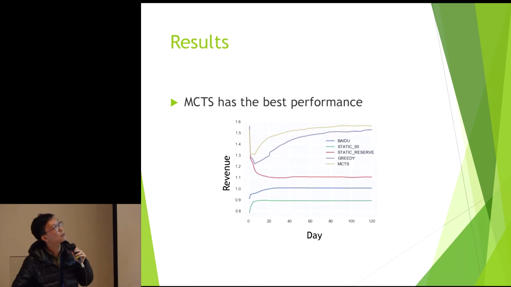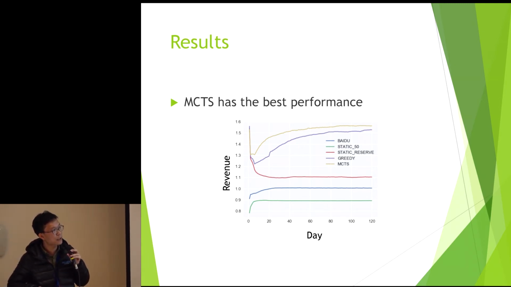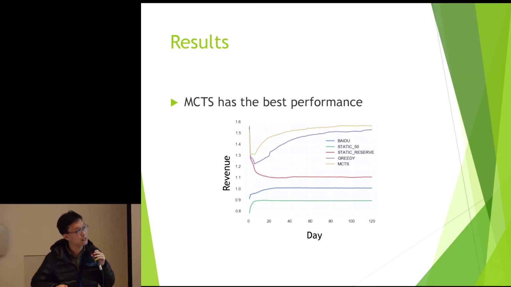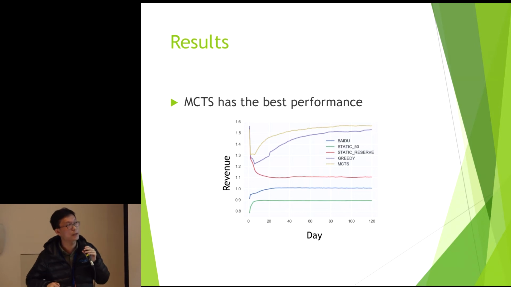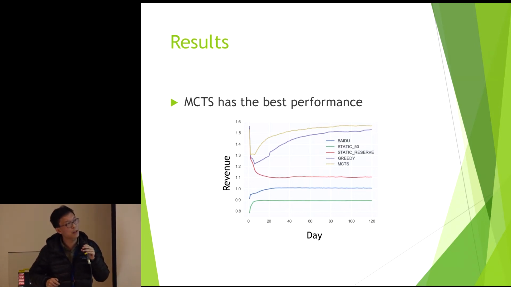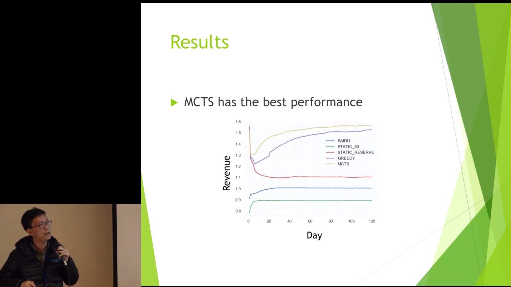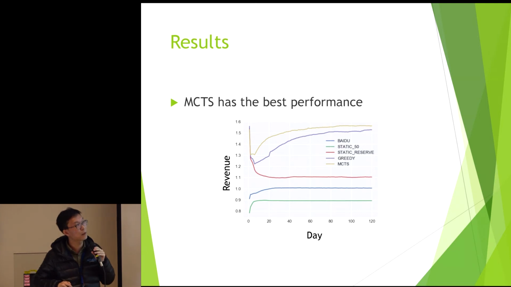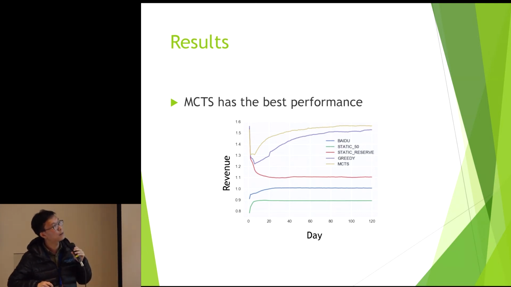Okay, so here are our simulation results. The bottom three curves are all static mechanisms, static pricing policies, and the top two curves are dynamic ones. They both rely on our Markov behavior model, and the Monte-Carlo tree search algorithm has the best performance.